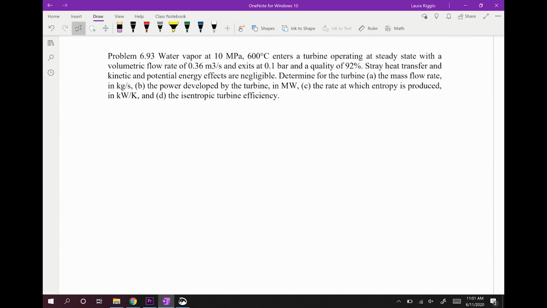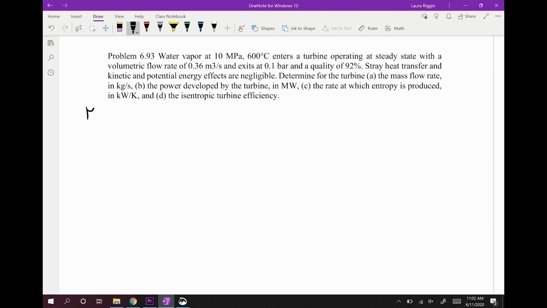The next problem we're going to look at, we have water vapor at 10 megapascals and 600 degrees Celsius entering a turbine operating at steady state with a volumetric flow rate of 0.36 meters cubed per second, and it exits at 0.1 bar with a quality of 92%. Stray heat transfer and kinetic and potential energy effects are negligible. We want to determine the mass flow rate, the power developed by the turbine, the rate at which entropy is produced, and the isentropic efficiency of the turbine.